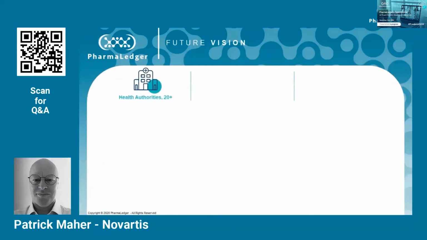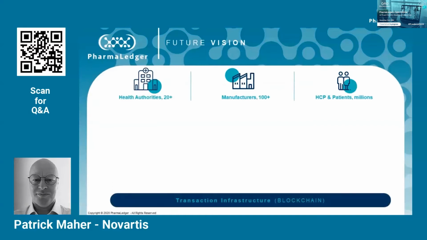Ken, thanks very much for the introduction to EPI. I would just like to take people through the future vision. We will still have the three main players. We have the health authorities, the manufacturers, and the healthcare practitioners and the patients. And in today's world, we essentially have a silo type system, but we wish to address that and have them connected on the transactional infrastructure where everybody's connected essentially.